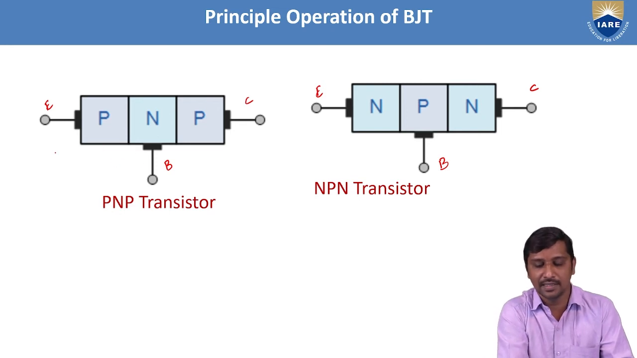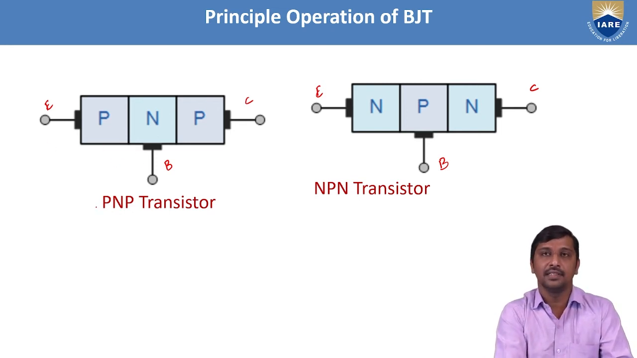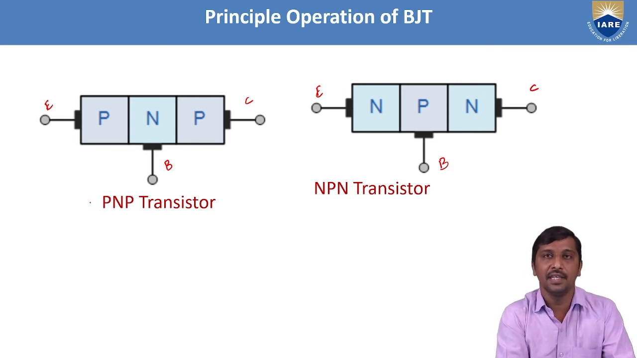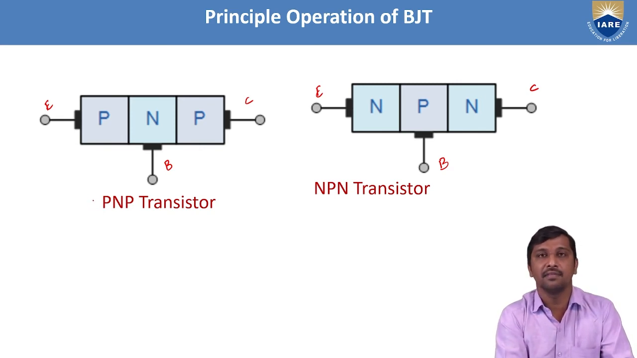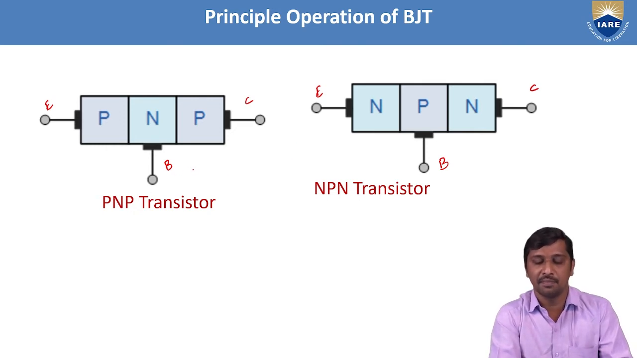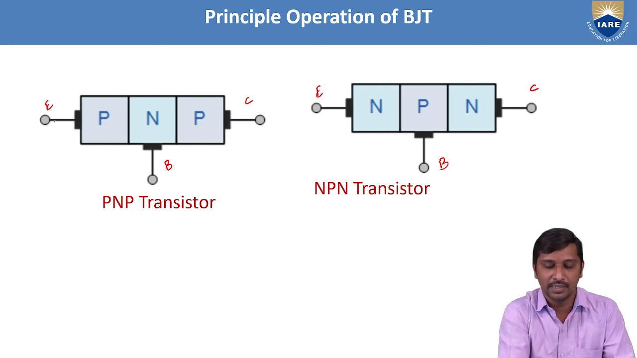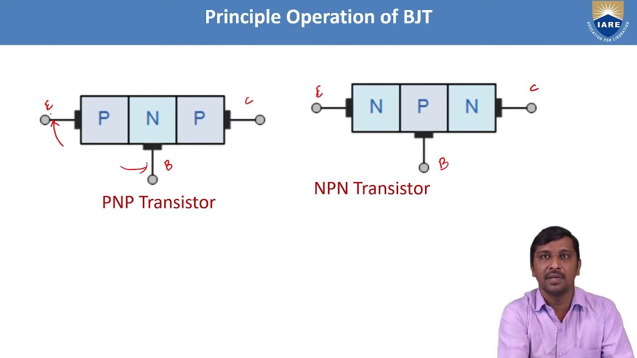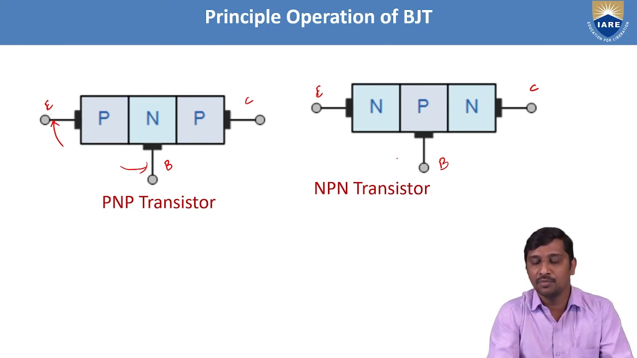So this is one junction. We already discussed that the BJT contains two junctions. One is between emitter and base, another is between base and collector. If you observe either the PNP transistor or the NPN transistor, this is one junction, formed between the emitter and base terminals. You can observe in the NPN transistor also, the junction is formed between emitter and base.